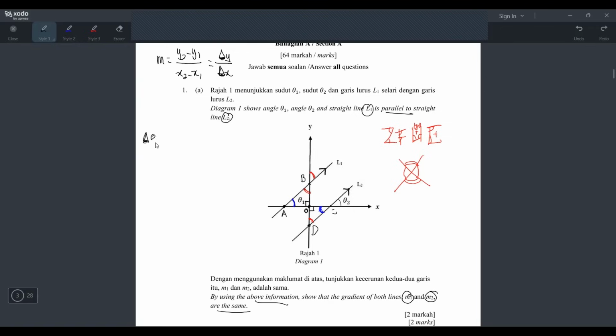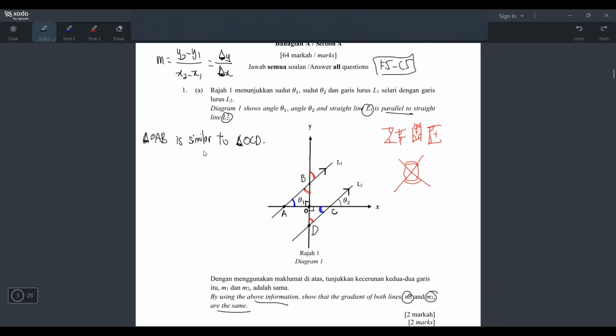triangle OAB is similar to triangle OCD, right? And I want you to know what's the meaning of similar. You learn this word in mathematics. Similar in mathematics, you learn it in Form 5, the transformation chapter, chapter 5, right? You learn about similar, the enlargement chapter, pembesaran.